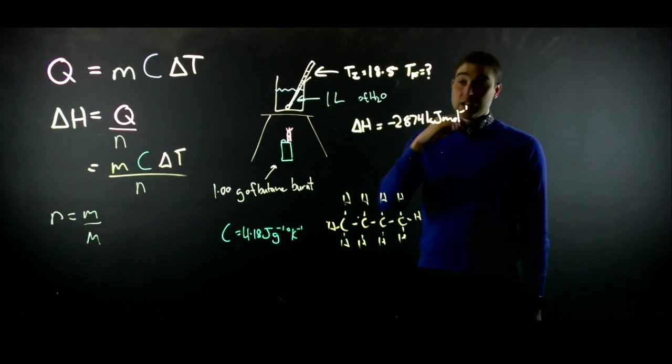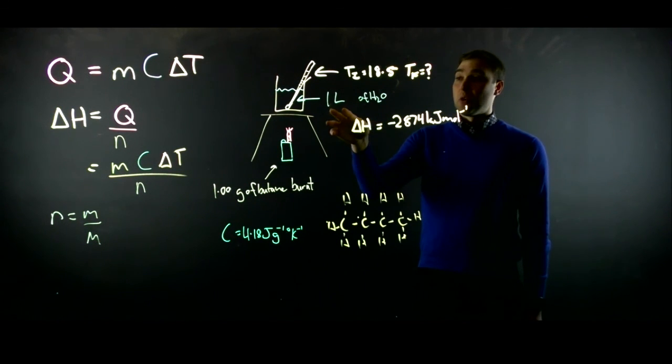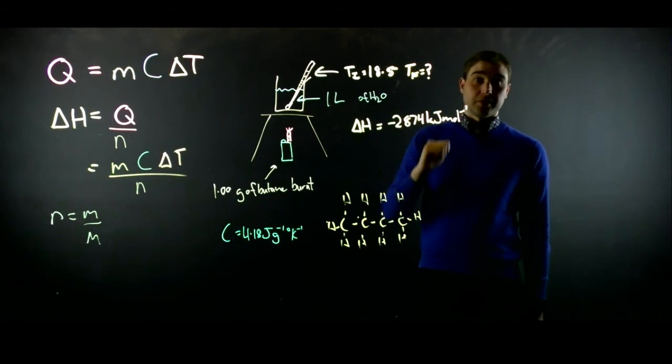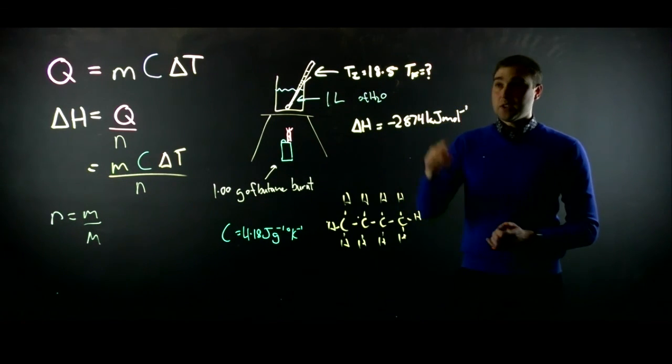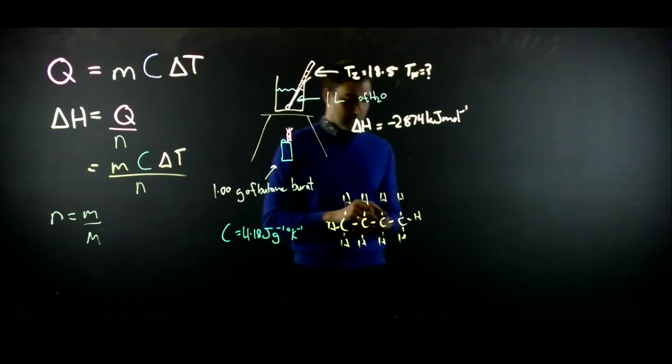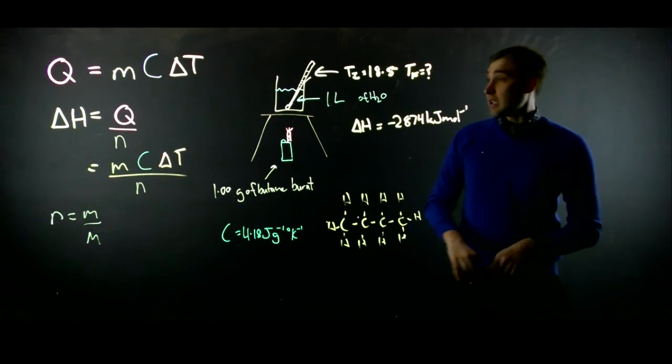We've been given the delta H value. We're heating 1 litre of water instead of 150 millilitres, and we're given the initial temperature. Our job is to find the final temperature of the water. So to find the final temperature, we need to rearrange our delta H equation over here to make delta T the subject of the formula. So let's do that now.